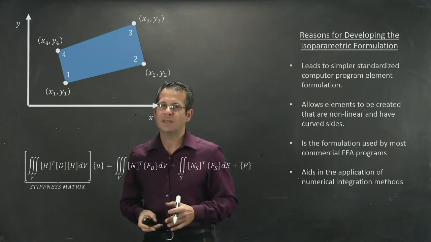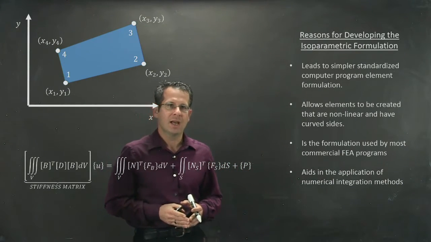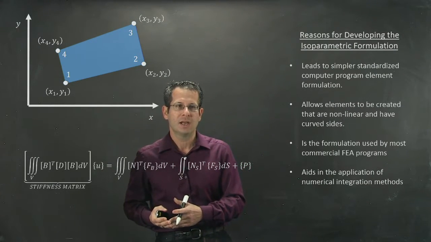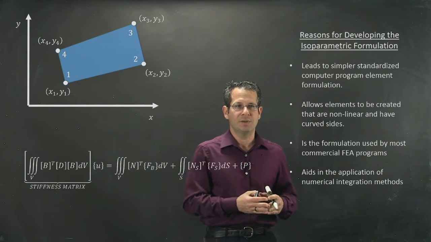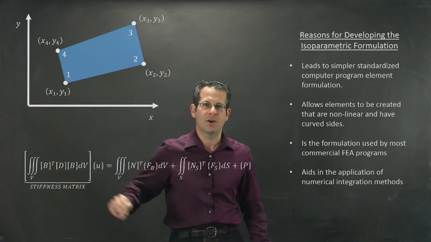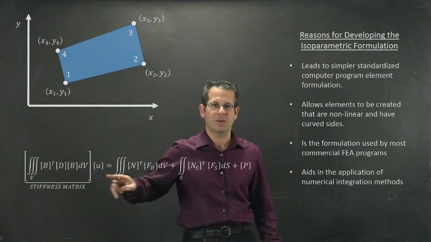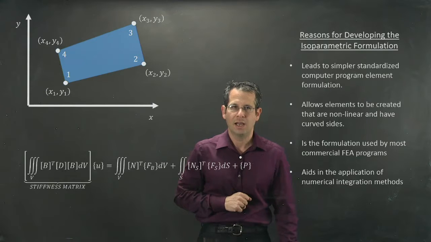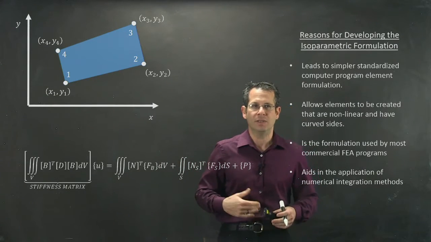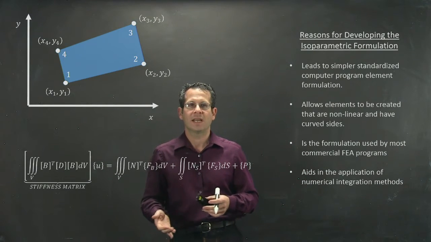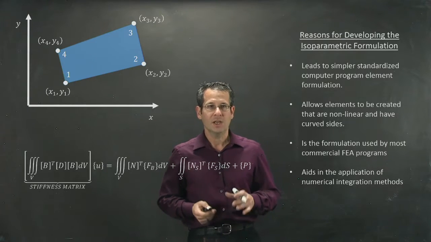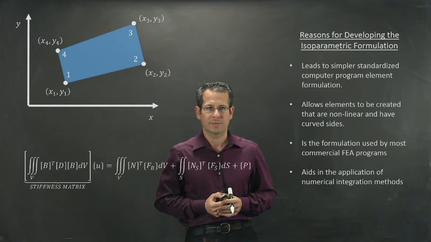Finally, by using the isoparametric formulation, we set ourselves up to more easily and more readily use the types of numerical integration methods we'll be learning in a future lecture, so we don't have to solve these integrals, not just this integral, but all of the integrals, analytically. We can use numerical integration techniques, and by using the isoparametric formulation, we're setting ourselves up to use those techniques more readily. So how are we going to go about doing this?